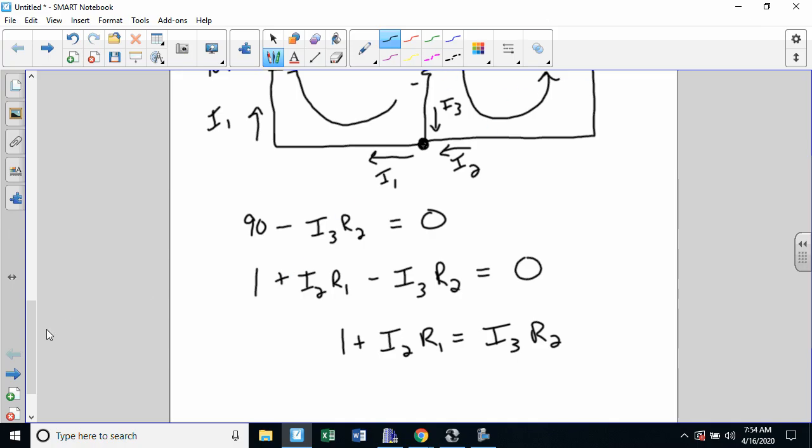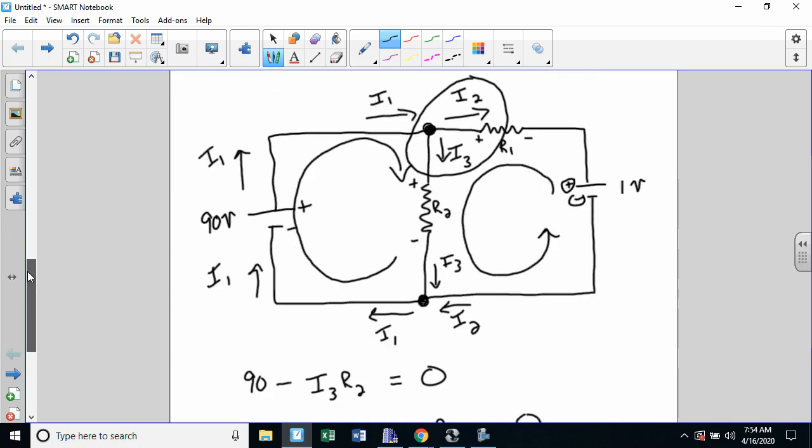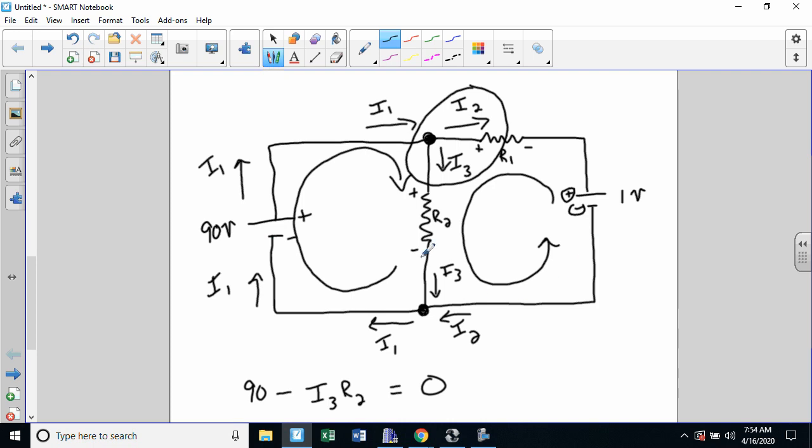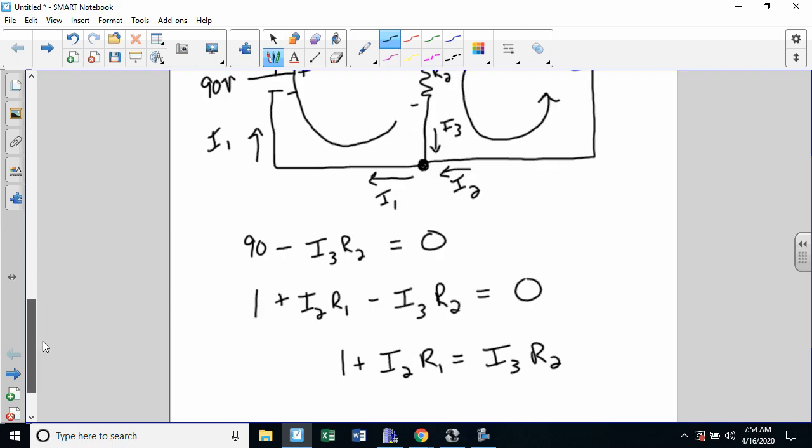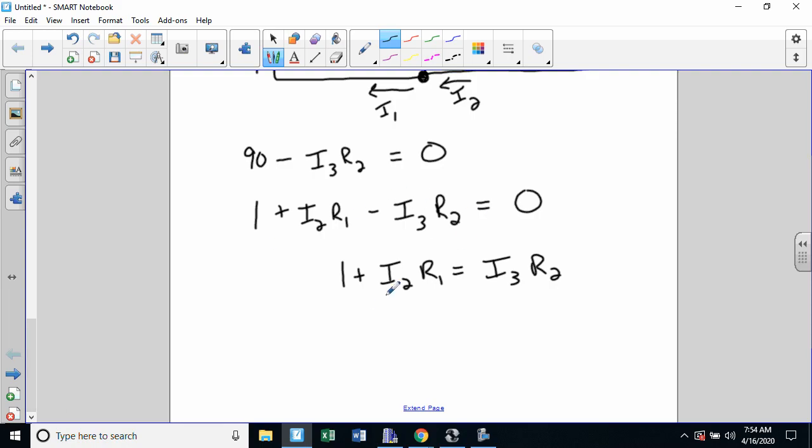Here, I'm going counterclockwise. If I would have gone clockwise, then of course this R2 would have been a gain in energy because I would be going from the negative to the plus side. This would be a drop in energy, and this would be a drop in energy. But in the end, I would end up with the exact same equation: 1 plus I2 times R1 is equal to I3 times R2.